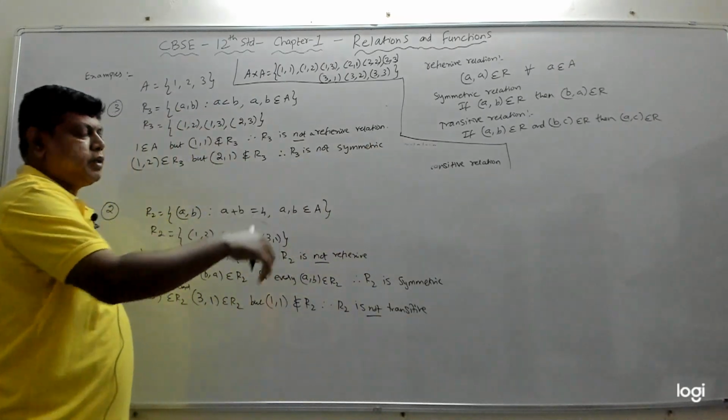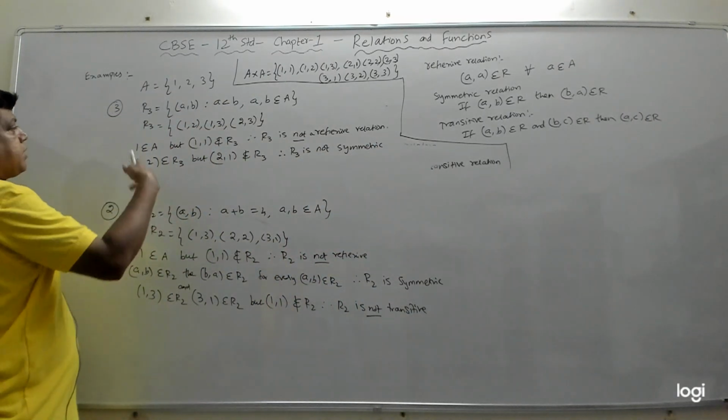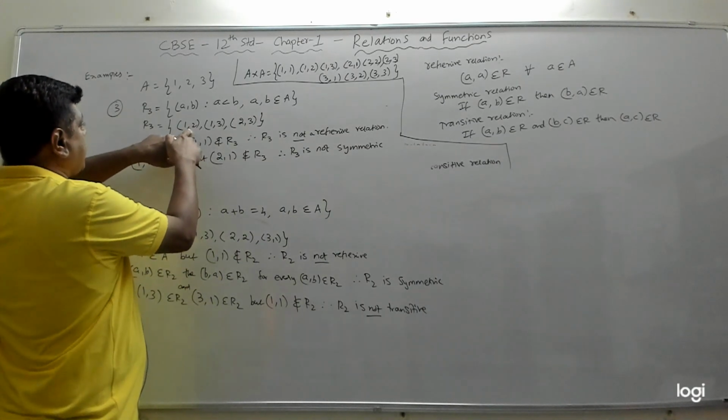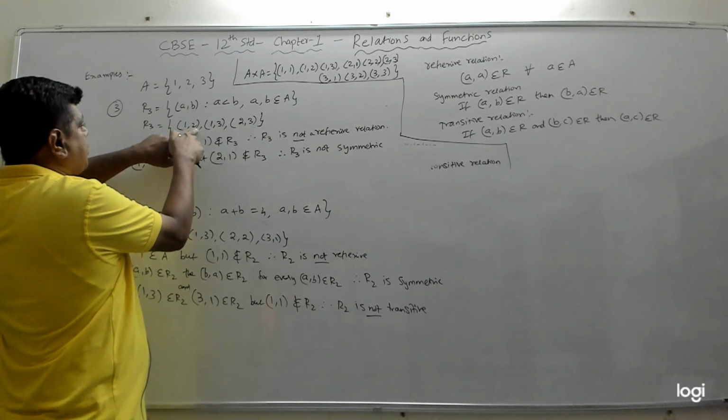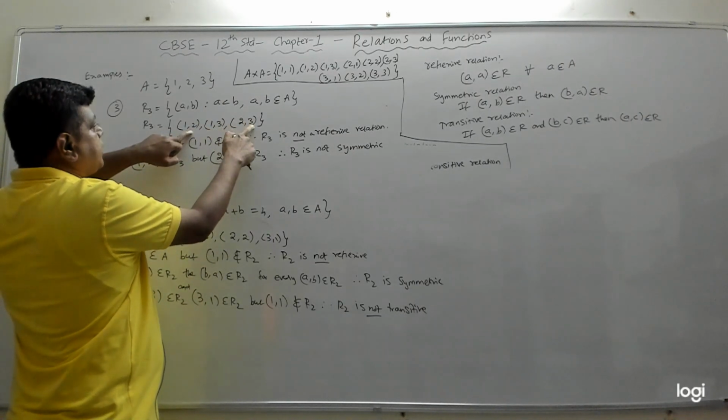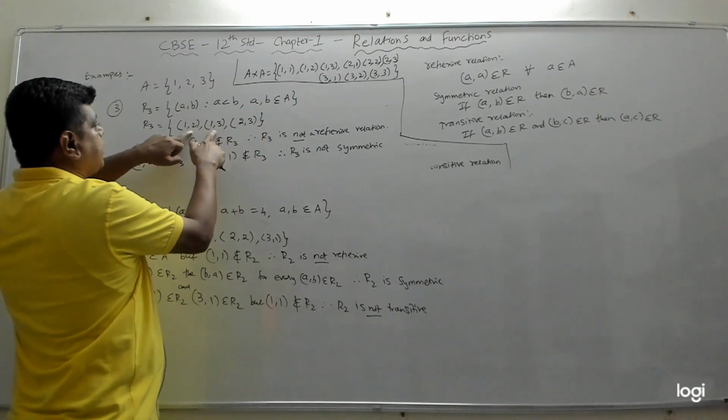Now let's check transitivity. I take (1, 2), and then take another element starting with 2. (1, 2) is there, then (2, 3) is there, so (1, 3) should be there. Is it there? Yes, it is there.